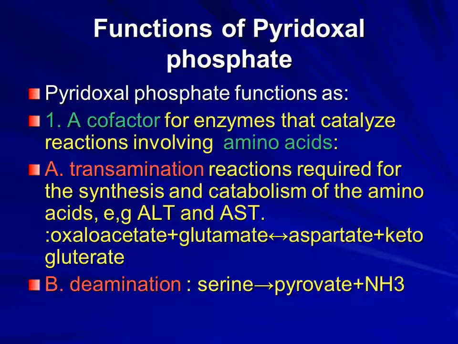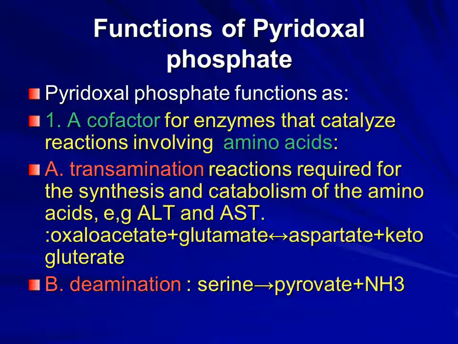These reactions include, first, transamination reactions required for the synthesis and catabolism of amino acids. For example, we have two enzymes, alanine transaminase and aspartate transaminase. These two enzymes require pyridoxal phosphate as a coenzyme.